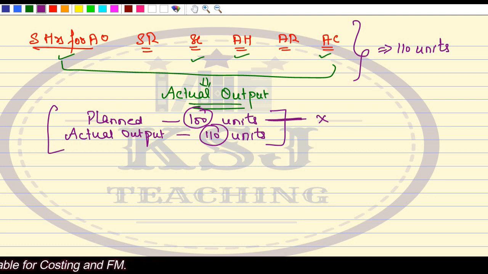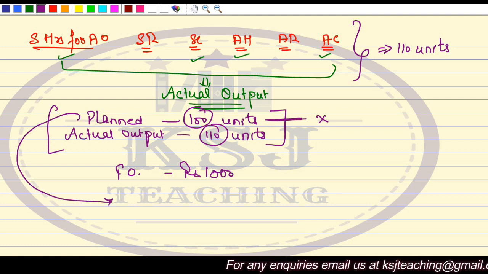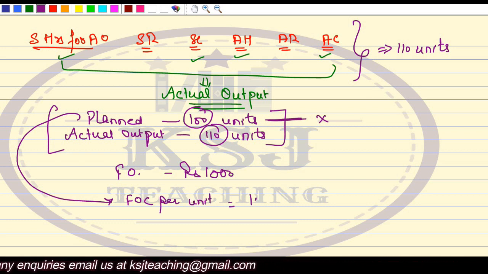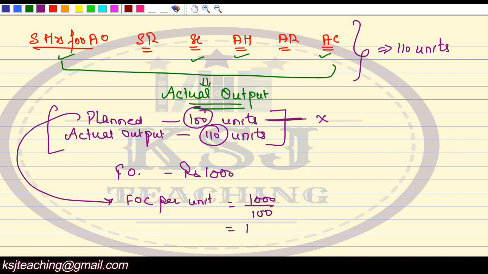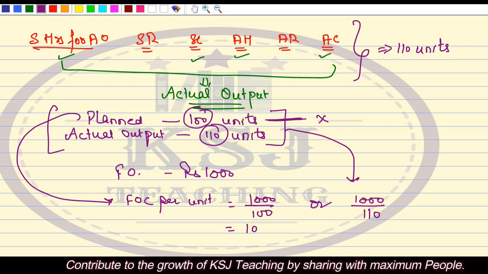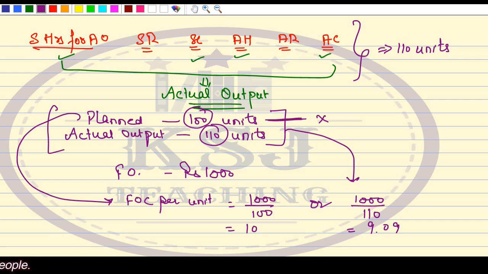Say my fixed overheads are 1000 rupees. Now, if you go by the planned one, what will be the fixed overhead cost per unit? That is 1000 divided by 100, 10 rupees. Now, if you go by the actual, the fixed overhead cost will be 1000 divided by 110, right? So 1000 divided by 110 will be 9.09, right?